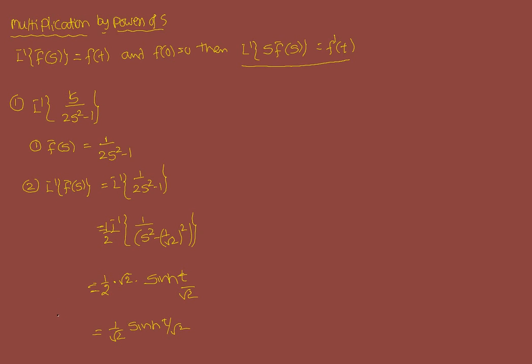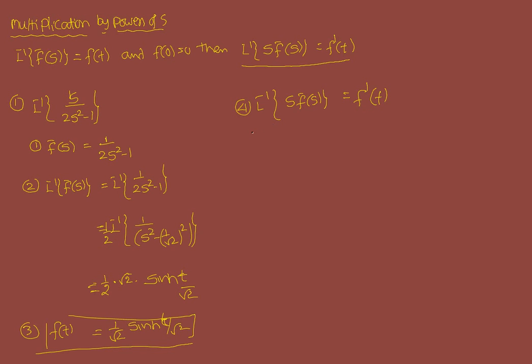Sine t by root 2. What is this one? This is the L inverse of f bar of s, that is the f of t value. What we have to find out is the L inverse of s into f bar of s, which is equal to f dash of t.